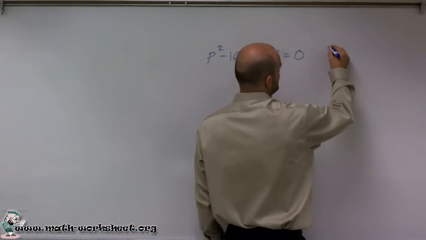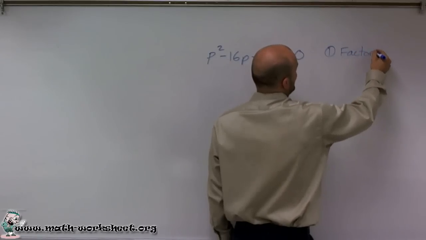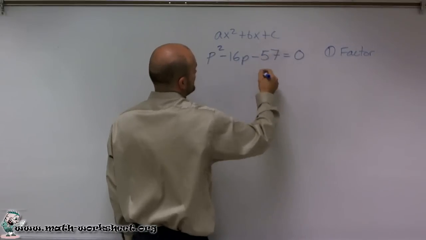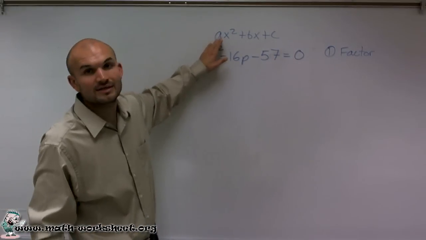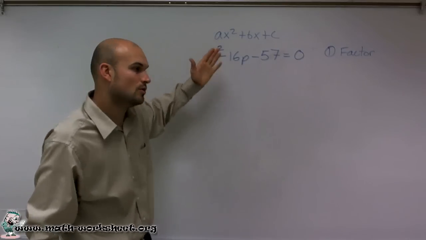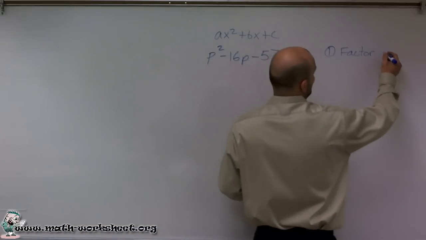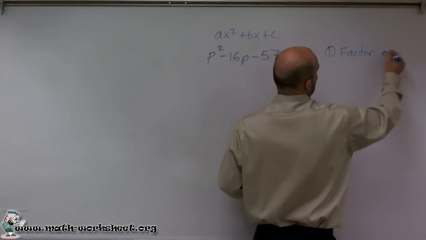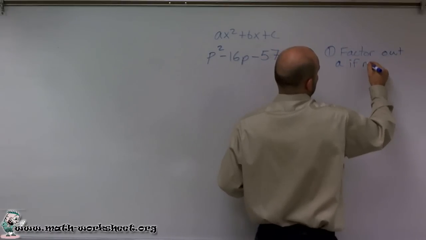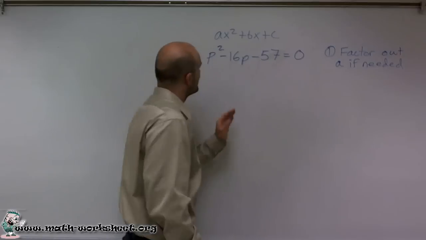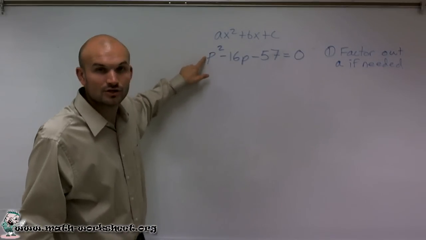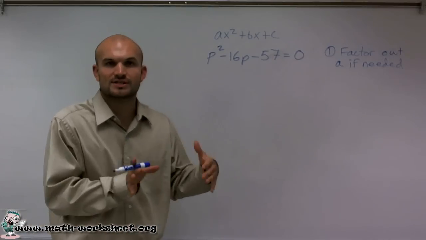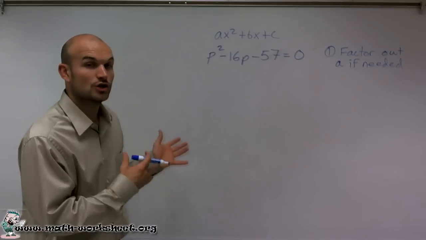The first part about completing the square is you want to make sure you have your a, remember the quadratic form, ax squared plus bx plus c. You need to make sure that your a is equal to 1, so factor out a if needed. As you can see in this problem, my a is currently 1, so I don't need to. However, if it was a negative 1 or a 4 or something else, then there's a different process that we have to go through, which I could show you in a different video.